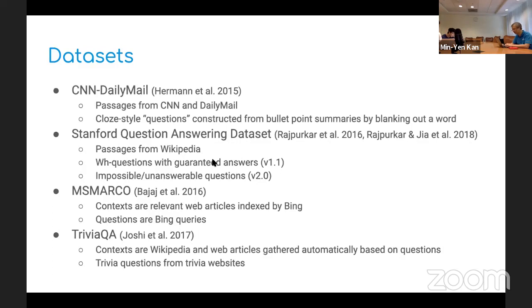So another data set is called MS Marco. It's also a machine reading data set. This is slightly different from SQuAD, and they say it's a much harder task because it's not guaranteed that the context contains answers to the questions. The questions are like Bing queries, by Microsoft, that's why they're using Bing. And the contexts are just web articles that have been indexed by Bing for this particular query. So it's not guaranteed that the answers are inside those contexts.